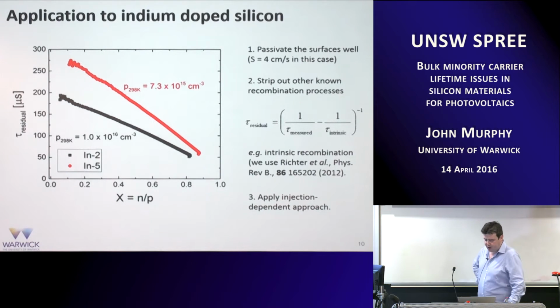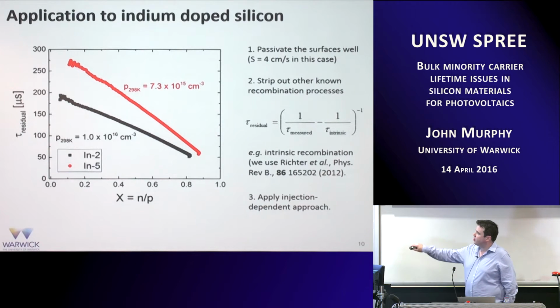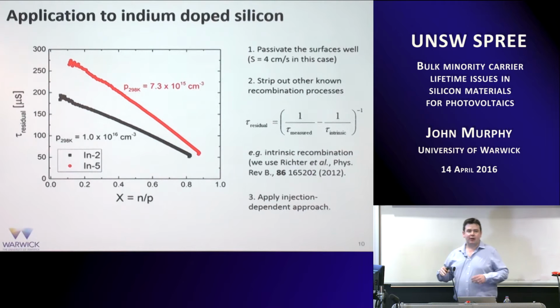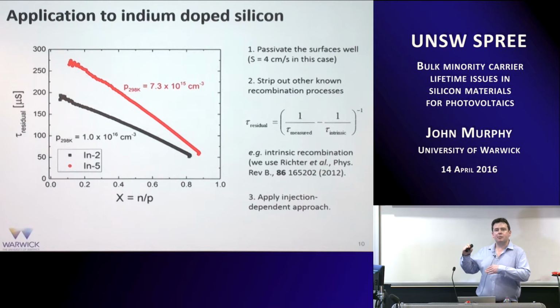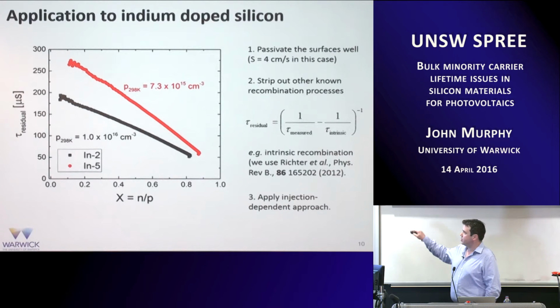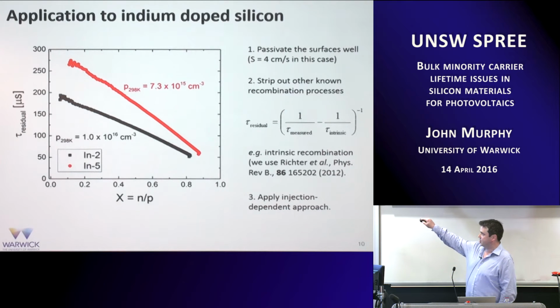And this shows neatly how this injection analysis works. So here we've got two samples doped with indium. Now, the slightly complicated thing with indium is that the shallow level is rather deep, and so at room temperature it's not fully ionized. If you do a Hall effect measurement, you can work out the ionized indium concentration, which gives you the majority carrier concentration.